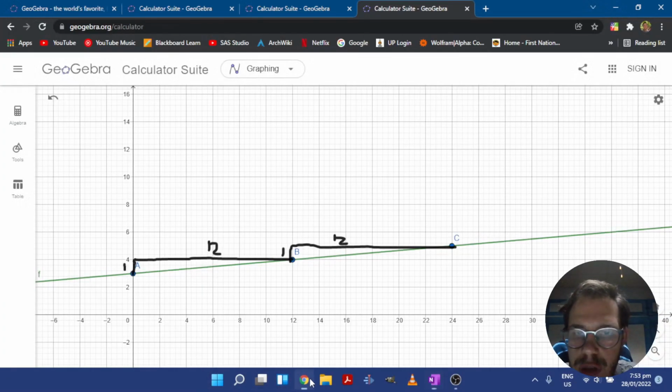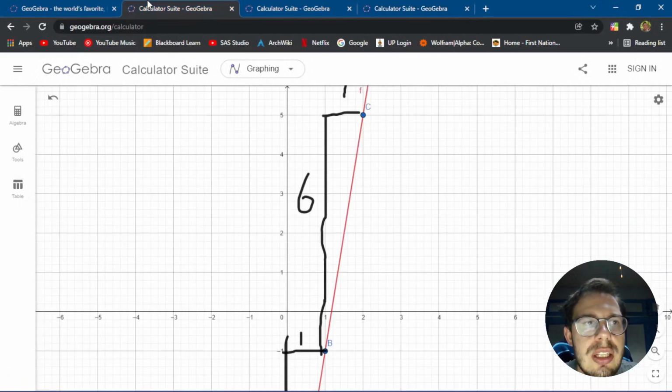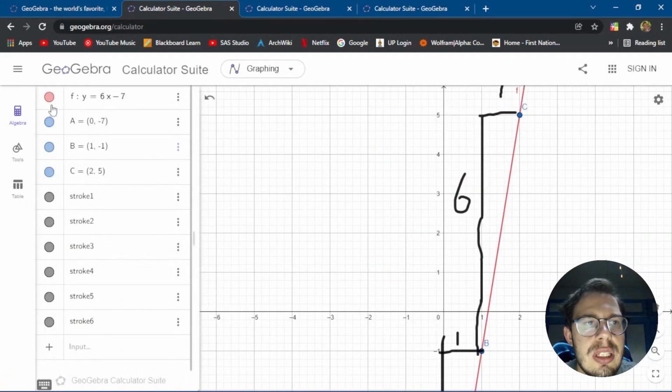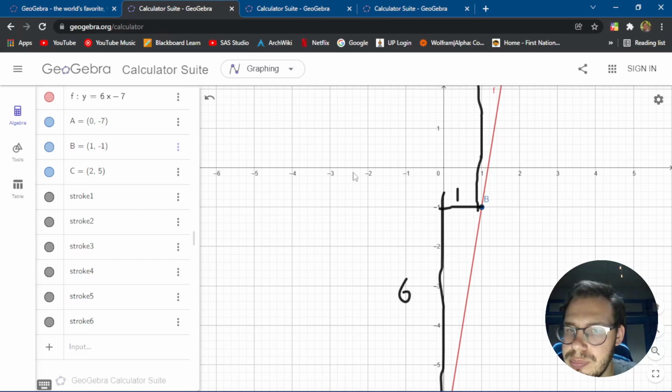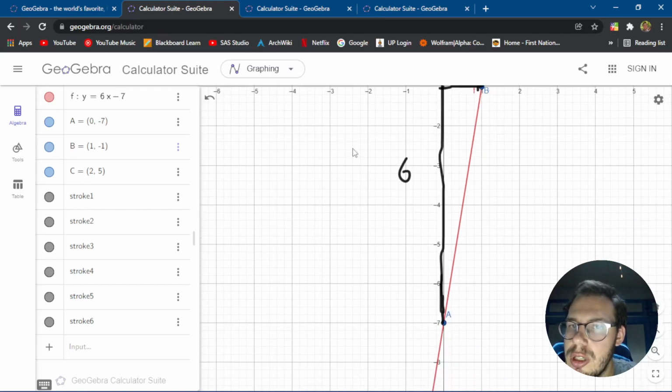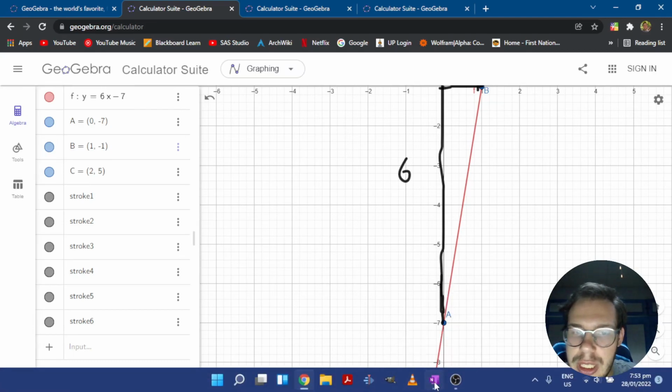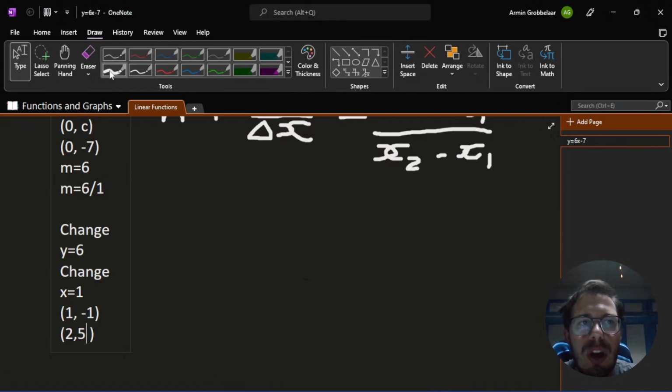So here in GeoGebra, you can see the function is 6x minus 7. And here we have our y-intercept, so our first point, (0, minus 7). So here you can see is our point (0, minus 7). So let me just go here and explain it to you.